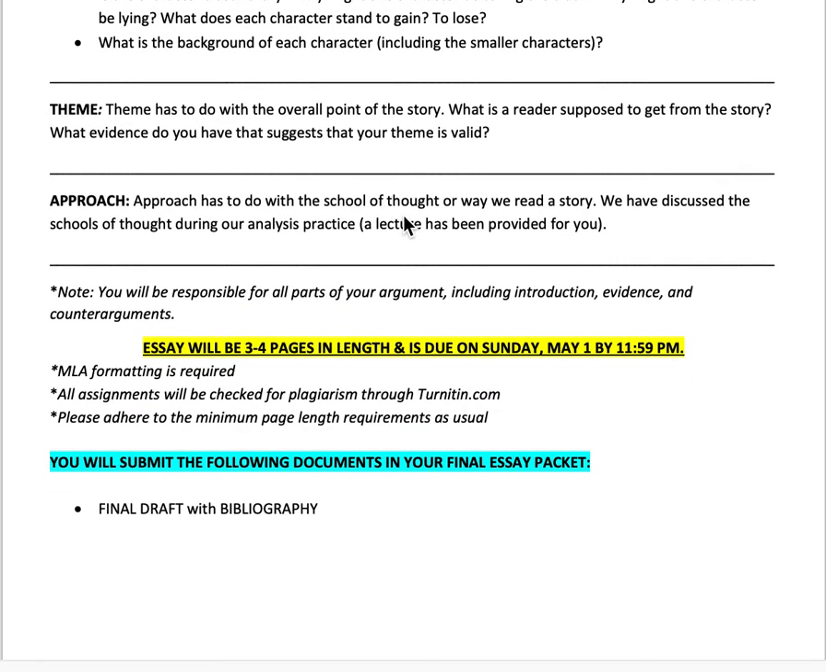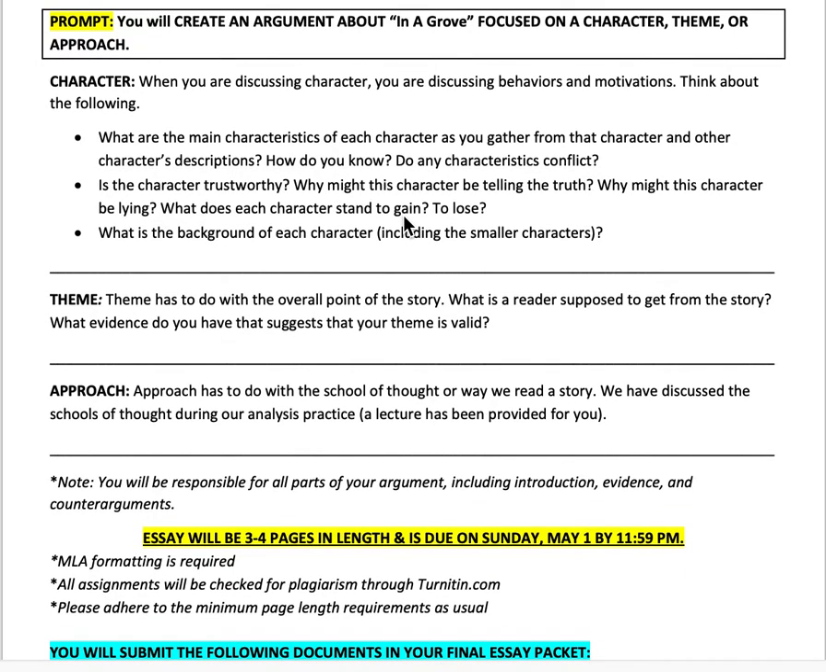And then if you choose to do an approach, those are the different approaches that we read about, whether it's new criticism or the historical approach or whatever it might be. That's a school of thought or a way that you read the story. So you could choose one of those different critical lenses and look at the story through that lens. So there are different ways you could approach this analysis. It's up to you which one you do. Whichever it is, make sure that you are comfortable with the language of that, whether it's the character, the theme, or the approach.